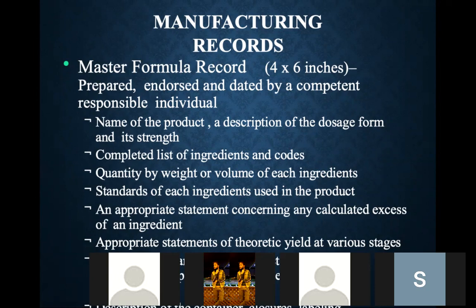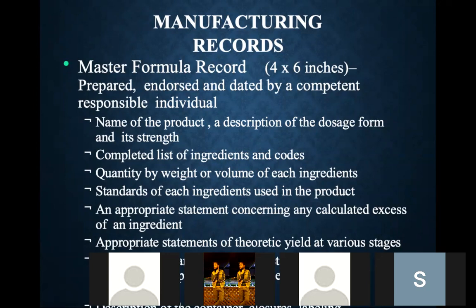Then an appropriate statement concerning any calculated excess of an ingredient. Sometimes during calculation and weighing, an excess can take place, so whatever it is, plus or minus that, because in most products 5 to 10% excess of an ingredient is allowed. So if it is 100 milligram or whatever is required, the excess should be recorded.